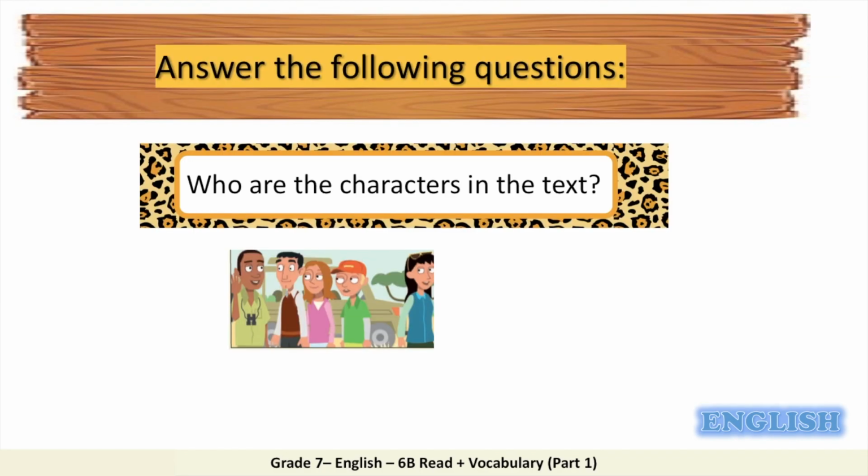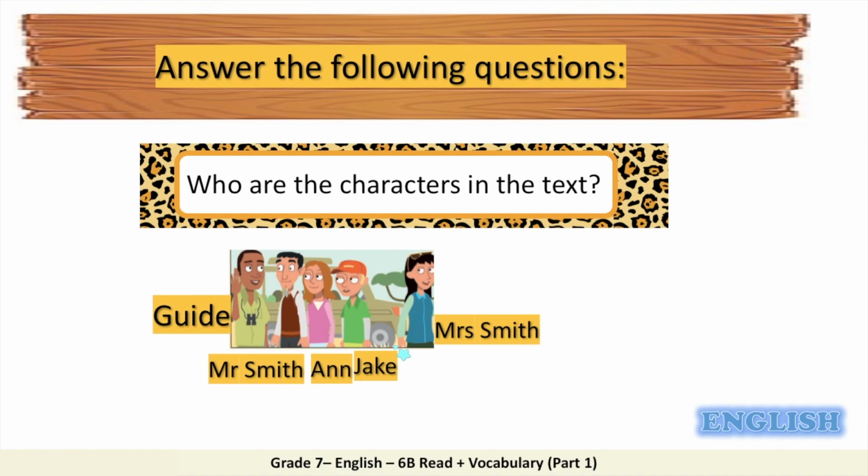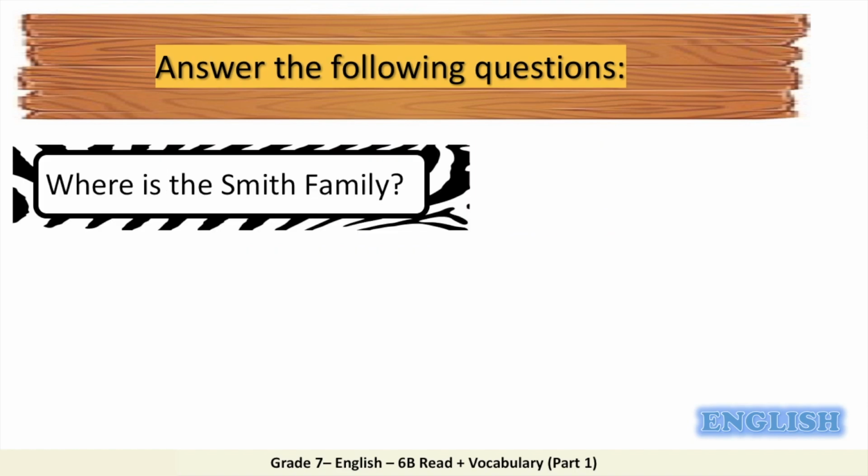Now, after reading the text, answer the following questions. Who are the characters in the text? Are you able to name them all and match them with their pictures? Very good. This man here is the guide in the trip. Then we have Mr. Smith. Next, we have the daughter Anne, then the son Jake, and finally Mrs. Smith, the mother.